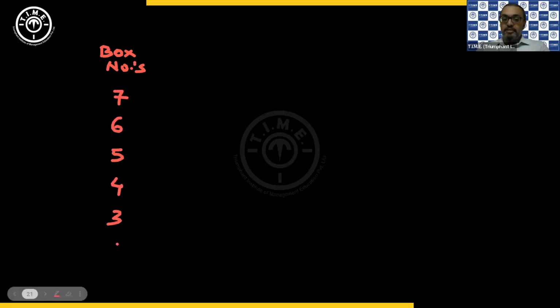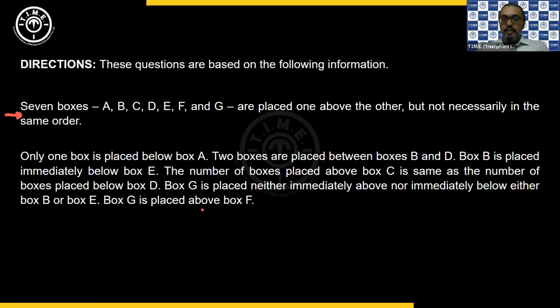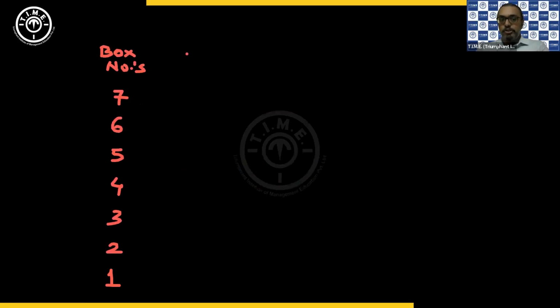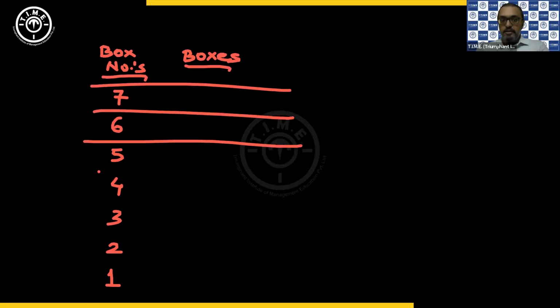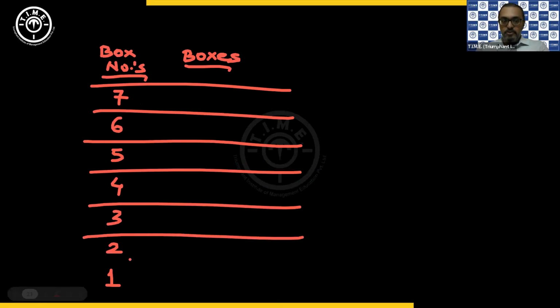One above the other, he says. So the first box will always be at the bottom. And then we place them one above the other. And then we have to fix these 7 boxes, A to G. Right. So now let's go through the data and try and fix the boxes.